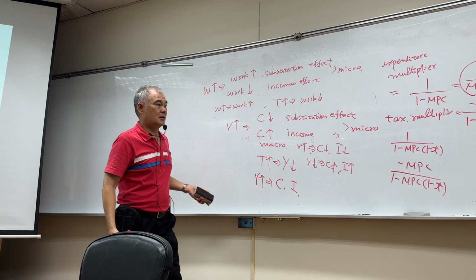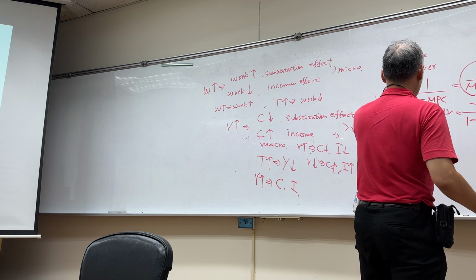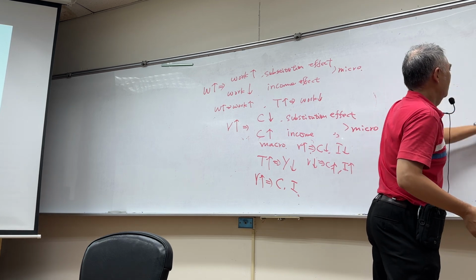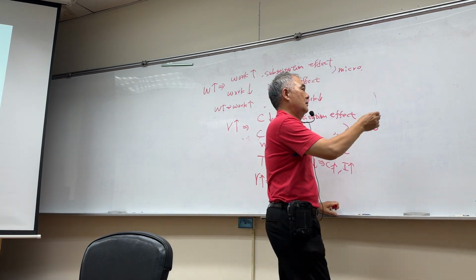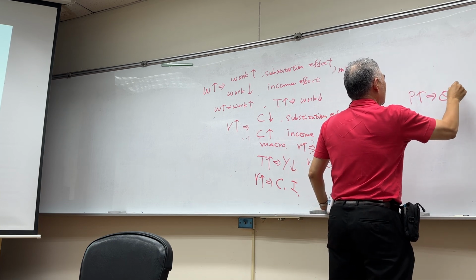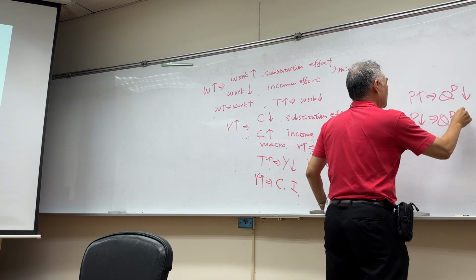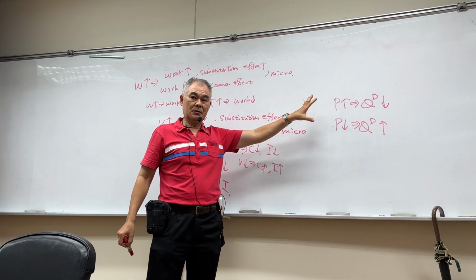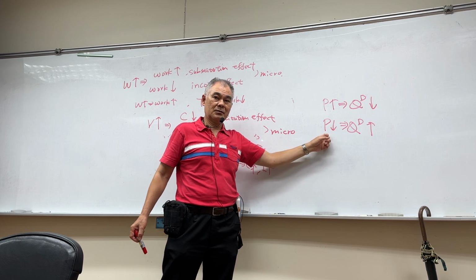What is this? This is similar to this one. We have the law of demand. So price goes up, quantity demanded goes down, and price goes down, quantity demanded goes up. So this is from the law of demand. Can anyone tell me, is there any exception to this? Let's take a break.